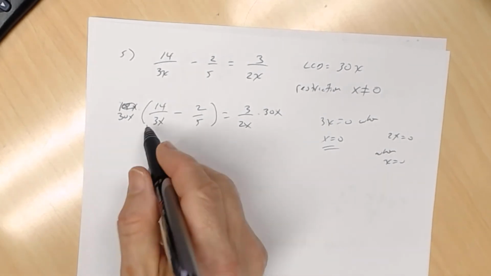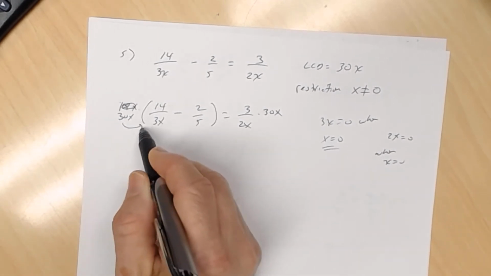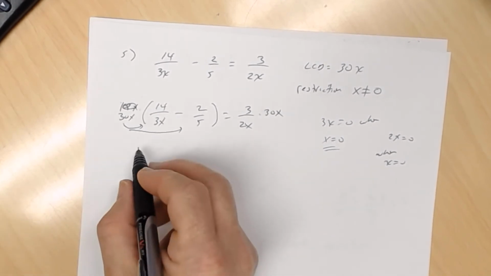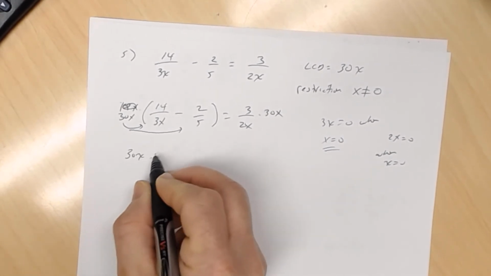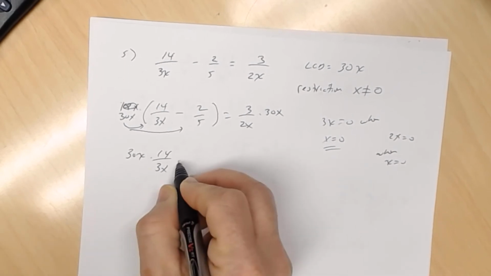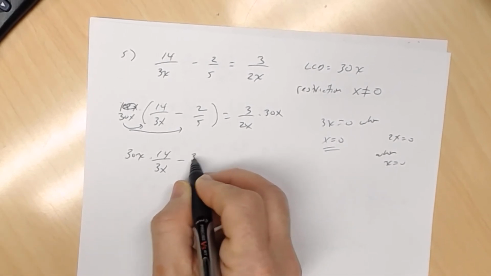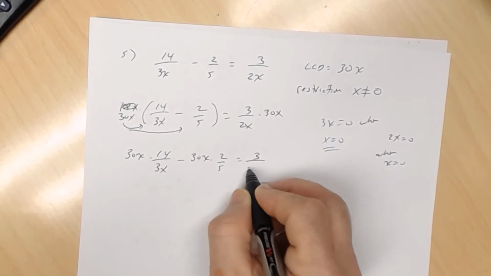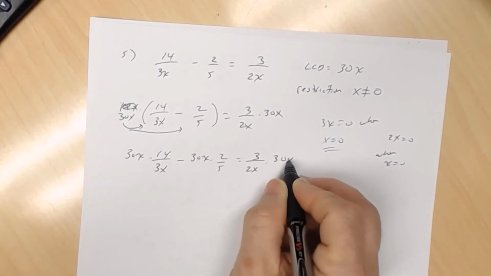Then all of you are going to say this. Now I've got to get rid of the parentheses, so I'm going to use the distributive property. So don't reduce first. You've got to distribute first. So I get 30x times 14 divided by 3x minus 30x times 2/5 equals 3 divided by 2x times 30x.